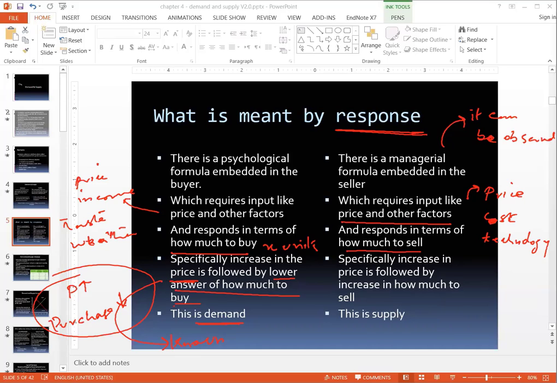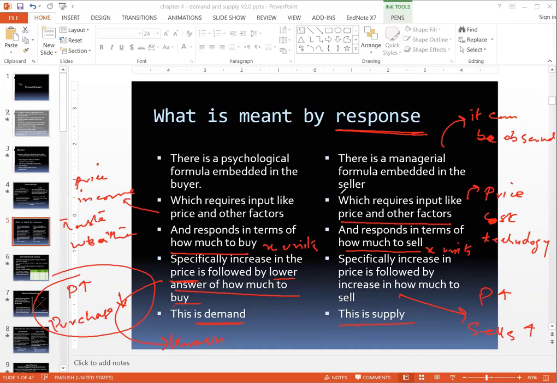That calculator or the formula gives him the output in terms of x units to produce. And since this formula is known, we can clearly say that when prices increase, the seller sells more. So we'll go towards the reason why they sell more. But supply is generally a managerial formula that takes some input and gives one output. And in that, one thing is confirmed: when there is an increase in price, there is an increase in the decision of how much to sell.